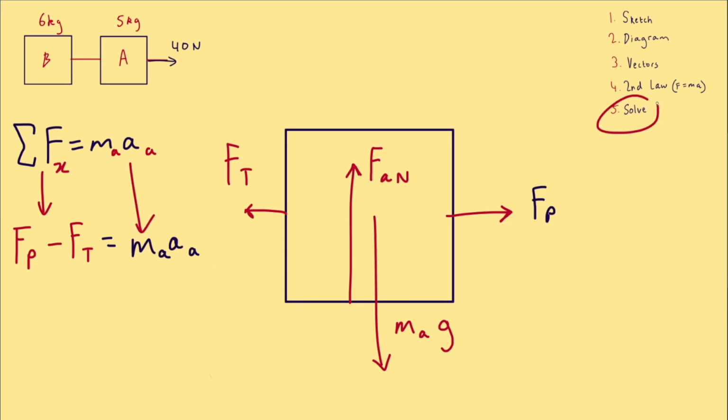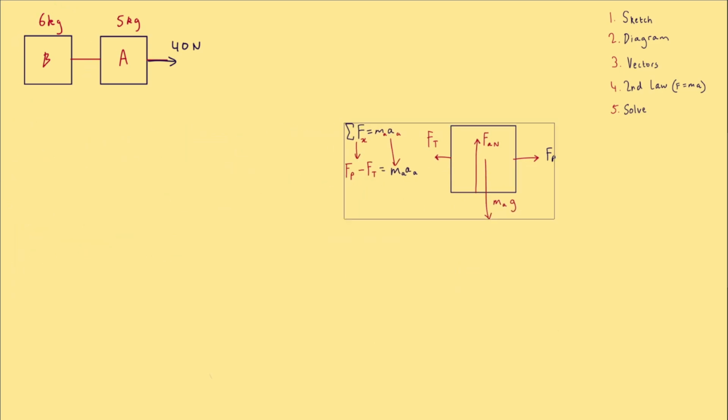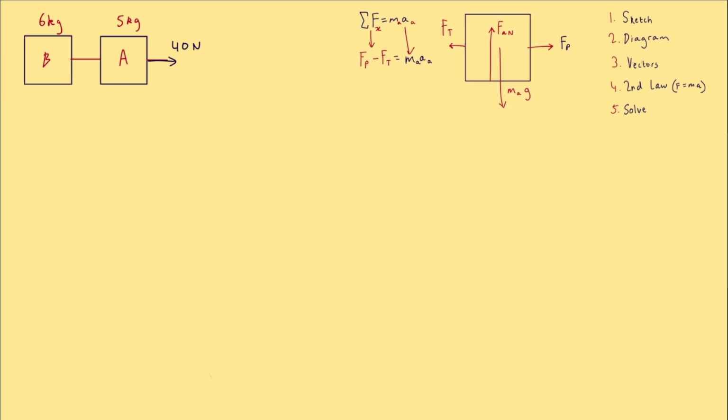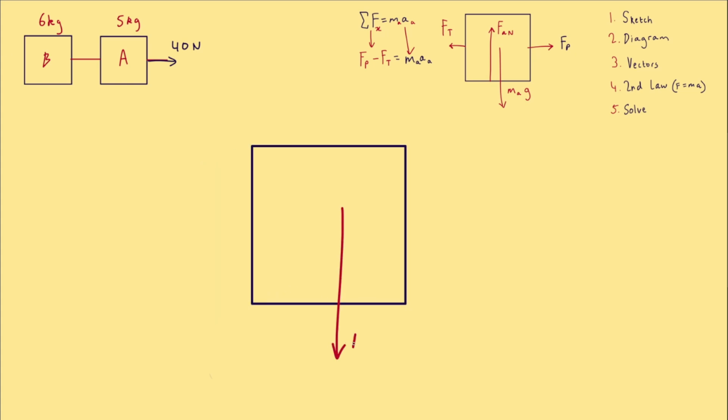And the last step says to solve, but we can't solve yet because we need to look at box B. Let's go and do that. Let's shove this to the side and let's look at box B. We're going to draw the diagram in the same way, as a simple square. Again, the forces acting on it, we got gravity, we got the normal force, and we have this, which is the tension of the rope here. We call it FT. That's it for box B. There's not much going on.